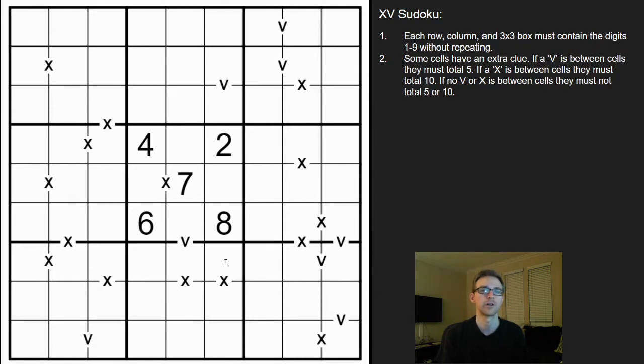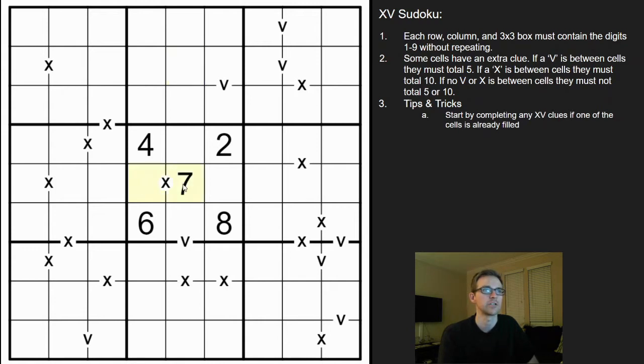If you don't see a V or X, then those adjacent cells must not add up to a 5 or a 10. So you can try the puzzle yourself at the link in the description below, or you can follow me with some tips and tricks here that'll hopefully make the puzzle easier for you to solve yourself in the future. So first place to start on any XV puzzle is any XV cells that have a digit in them.